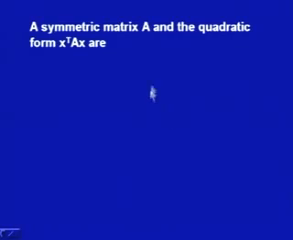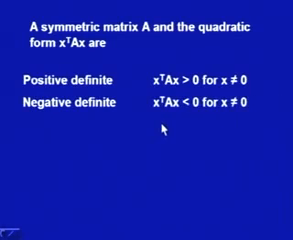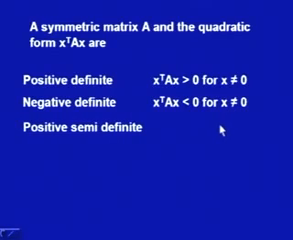So a symmetric matrix A and the quadratic form x transpose Ax are positive definite if x transpose Ax is positive for x not 0. We call the form negative definite when x transpose Ax is negative for x not 0, and positive semi-definite if x transpose Ax may be positive or may be 0 for all x.